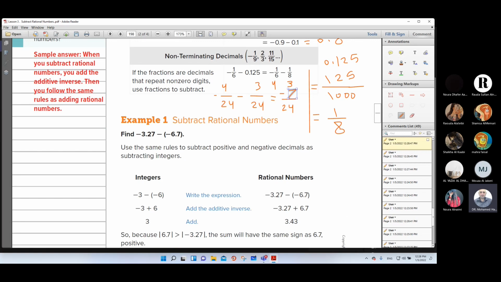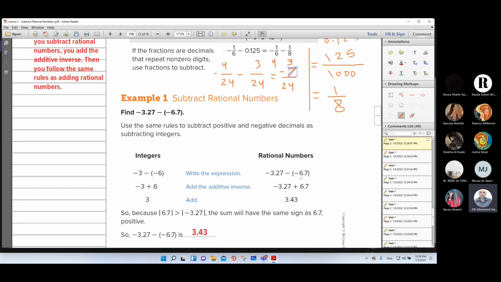Now subtract rational numbers. In this example, as you see here, you have here decimal and here decimal. So as you see here, negative times negative will be positive. Means you have different signs. Here negative, here positive. When you have different signs, the rule said take the sign of the bigger number. Means the sign will be positive.